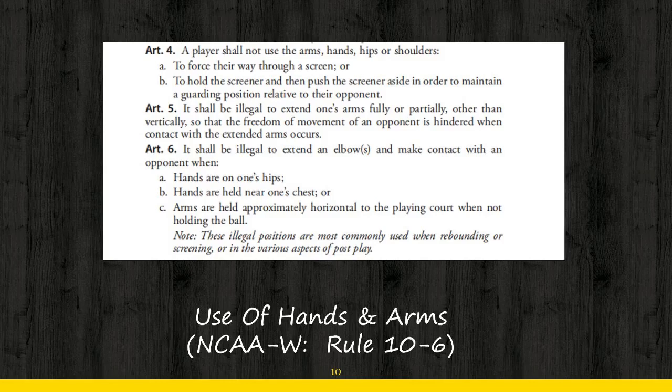Article 6 is very applicable to rebounders, as it says explicitly in the rule. It should be illegal to extend an elbow and make contact with an opponent when hands are on one's hips, hands are held near one's chest, or arms are approximately horizontal to the playing court when not holding the ball. Note, these illegal positions are most commonly used when rebounding.